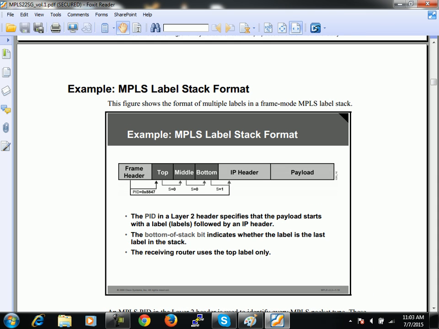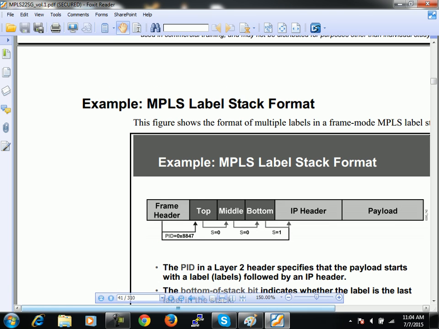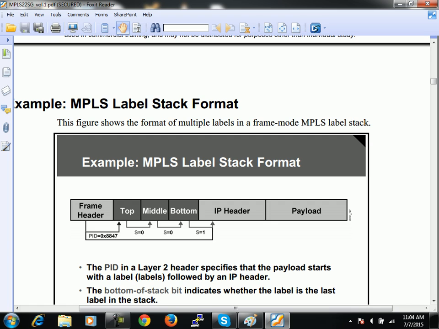This is your top, middle, bottom. The bottom label will always have its S bit as 1, whereas the top and middle labels will always have their S bit as 0. You see, inside the layer 2 header the type field is 0x8847. I think it is visible to you? Now it should be visible. 0x8847. And the bottom label has its S bit as 1, because after it there is no other label.